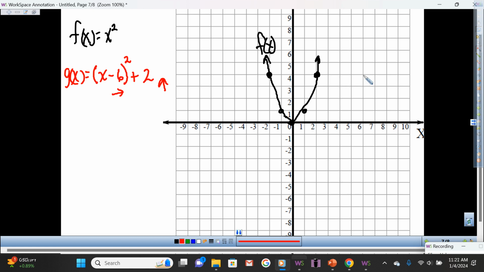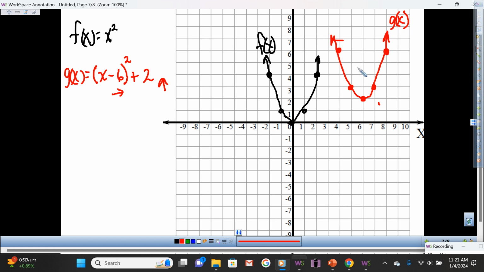1, 2, 3, 4, 5, 6. 1, 2. 1, 2, 3, 4, 5, 6. 1, 2. Is that 6? Yeah. And then 1, 2, 3, 4, 5, 6. 1, 2. And then 6 and 2. Oh, yeah. Let's go. And we're going to label this g of x.